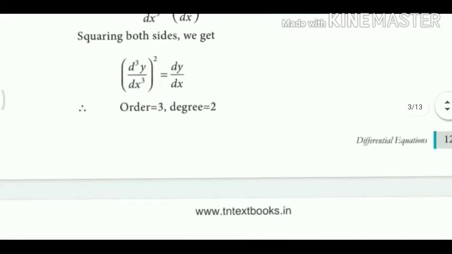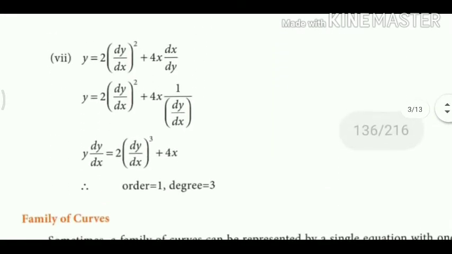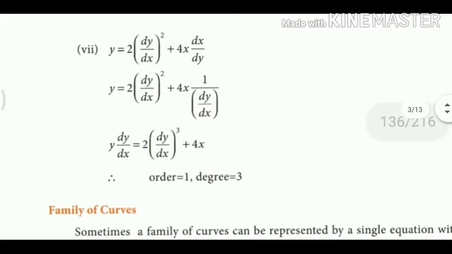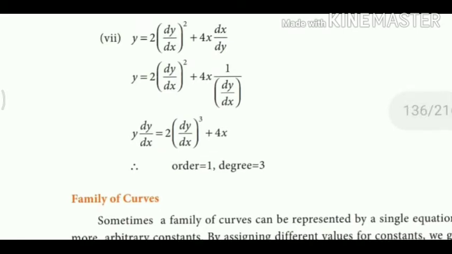The next one, the seventh sum: y equal to 2 (dy by dx) whole square plus 4x dx by dy. Here (dy by dx) whole square is given, whereas after that 4x dx by dy is given. Instead of dy by dx it is given as dx by dy. So we are multiplying by dy by dx on both the left and right side. So it becomes y dy by dx equal to 2 (dy by dx) whole cube plus 4x. Here dy by dx is multiplied as well as divided, so it is cancelled.